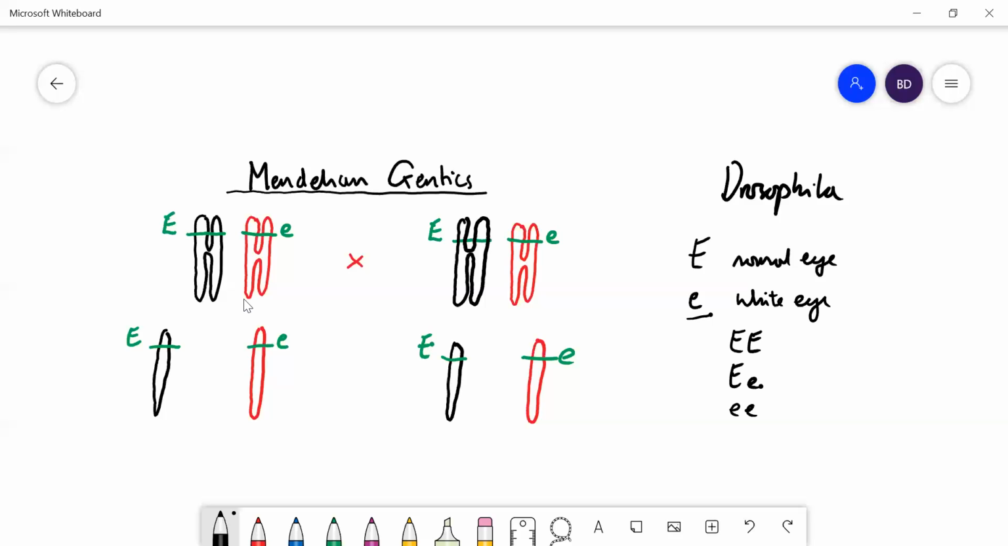So what we've got here is an individual fly. It's got 4 pairs of chromosomes, but I've only drawn one homologous pair. The red would be from its father, the other from the mother, whatever. And the gene for eye color is on one of those chromosomes. And there is the other individual. Now they're going to mate.